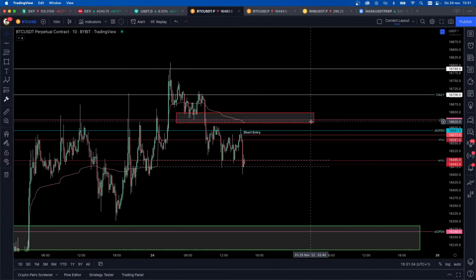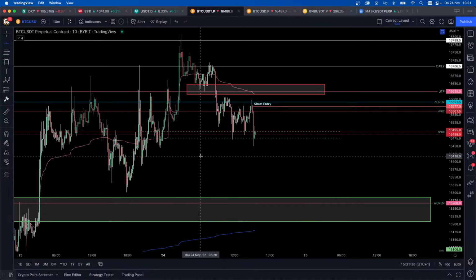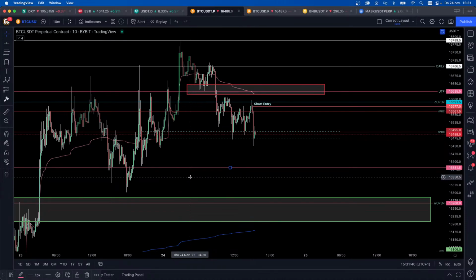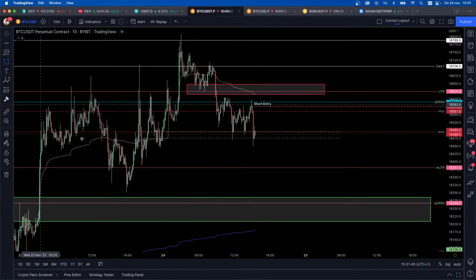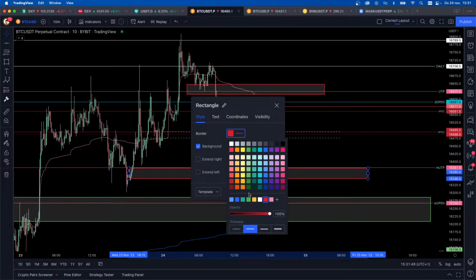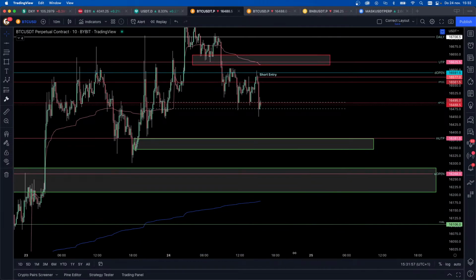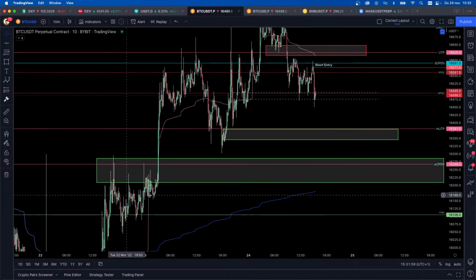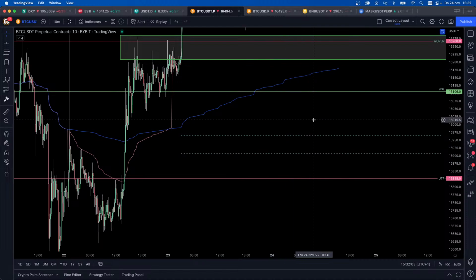So what do I want to see from Bitcoin? My first support is over here. That's an untapped price region. So that is going to be my first target. I will take some more profits over there, and then some more profits at the weekly open. And this is my main untapped price region. And we have another one over here with the golden pocket region.